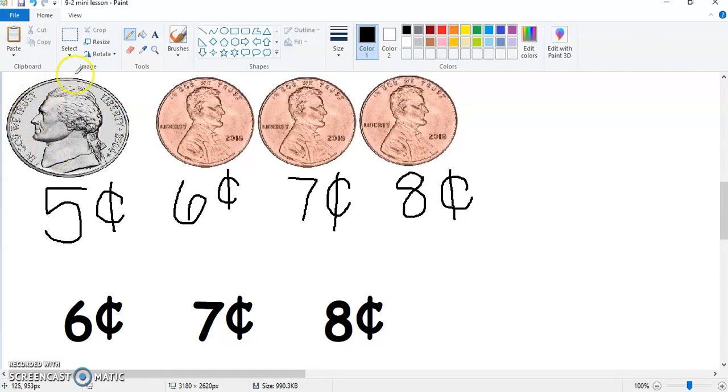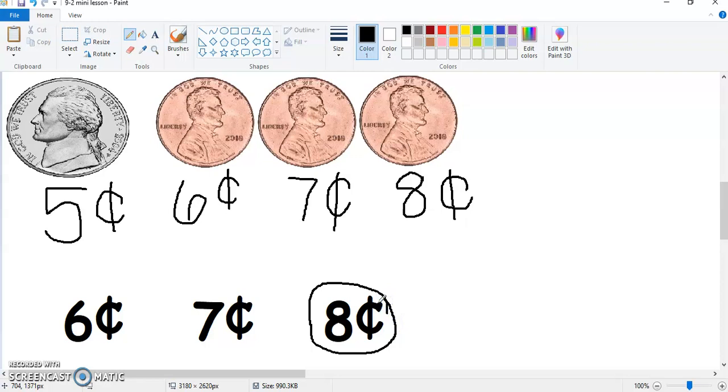We could go 5, 6, 7, 8. We start with 5 because a nickel is worth 5, and we count on by ones, 6, 7, 8. So we ask ourselves, how much money in all? Well, a nickel and 3 pennies equals 8 cents in all. So we're going to circle that. 8 cents.